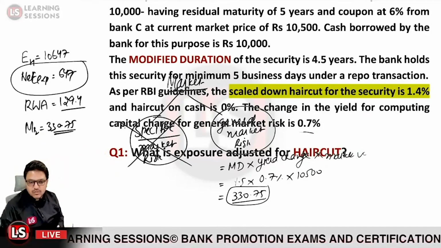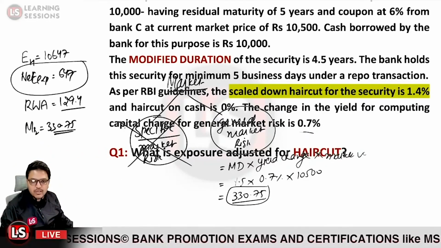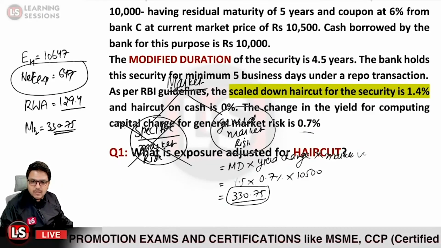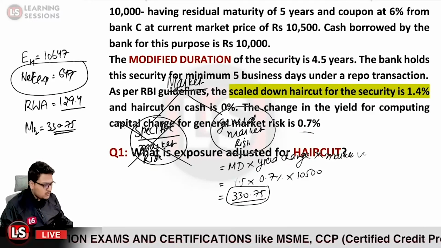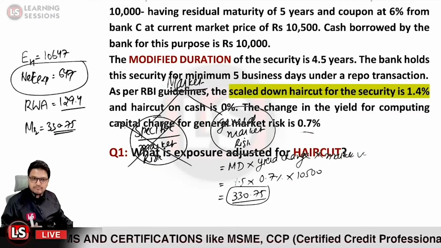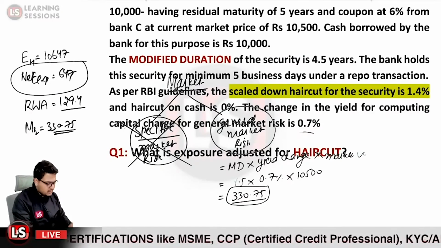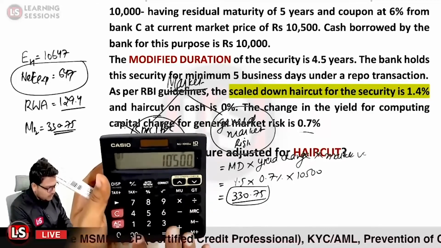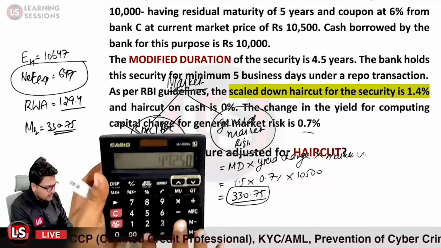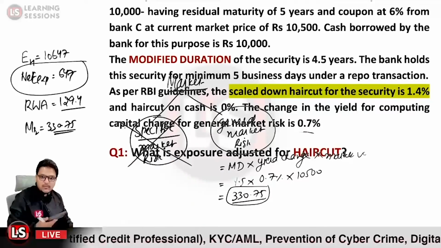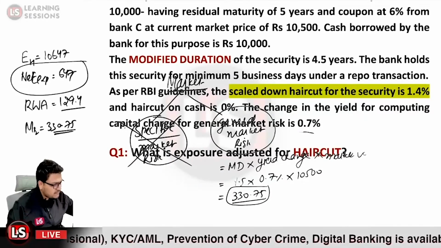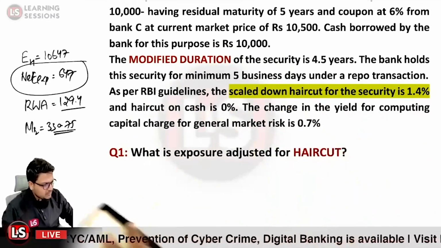Is that clear? So the formula is the modified duration multiplied by the yield change for the general market risk, multiplied by the market value, and it comes out to be 330.75. So how did we solve it? It is as simple. You just need to calculate 10,500 into 4.5 multiplied by 0.7%, and it is 330.75. Is that clear? Okay.